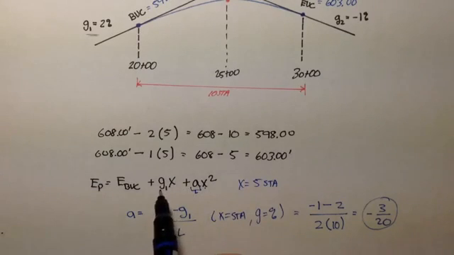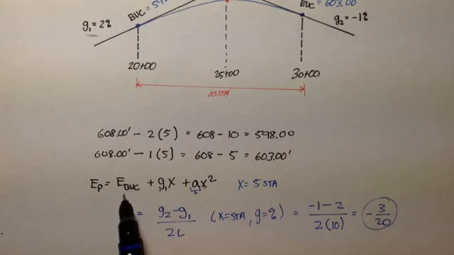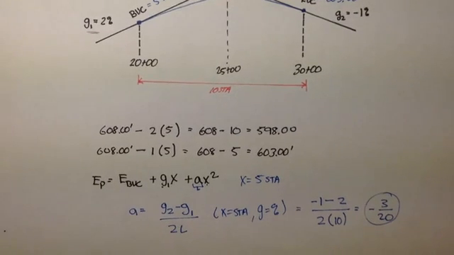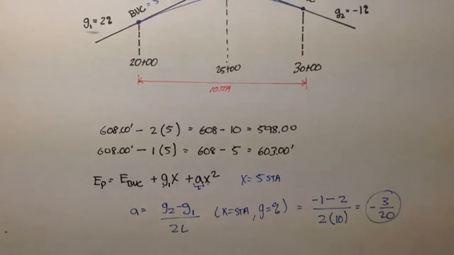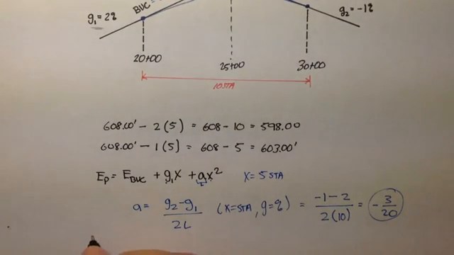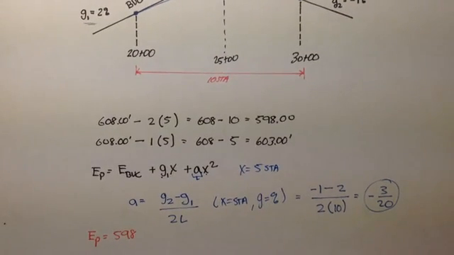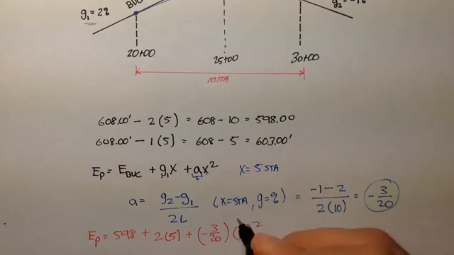We have X, we have G, and we have the elevation of the beginning of vertical curvature. So let me do that in red, I suppose. The elevation of that point that we're interested in is EBVC, which was 598, right? Plus grade 1, which was 2%, times the distance 5, plus our A term, which is -3 over 20, times 5 squared, x squared, right?